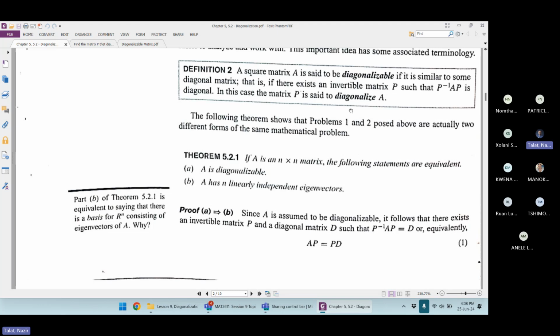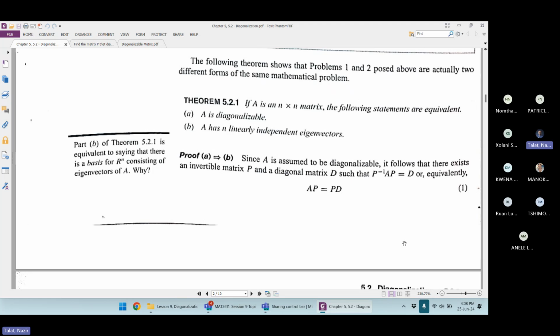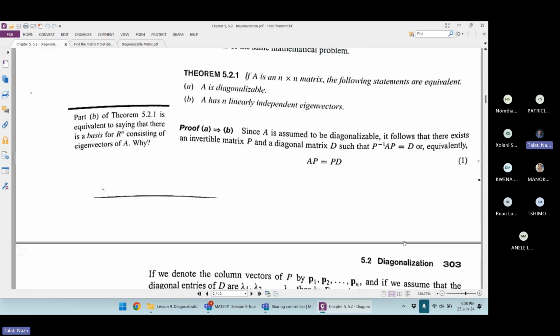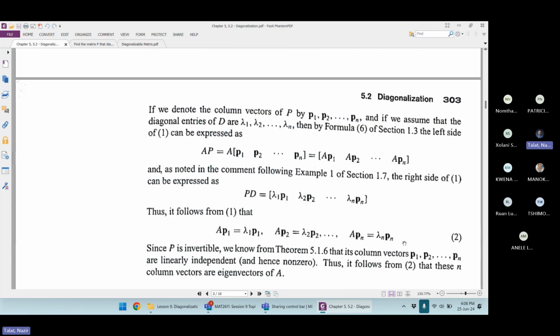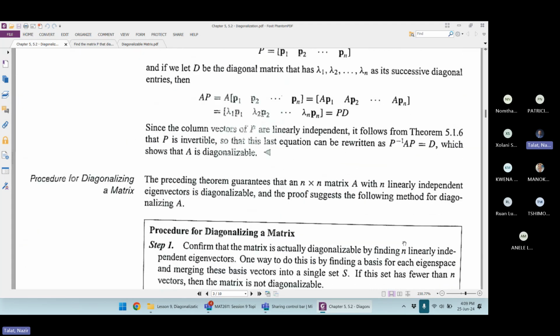Look, if a matrix A is diagonalizable, then there exists a diagonal matrix D such that P inverse A P is equal to D, where P is an invertible matrix. The D we can find easily and P we can find easily, and we can also say whether a matrix is diagonalizable or not. So here we have some criteria regarding that.